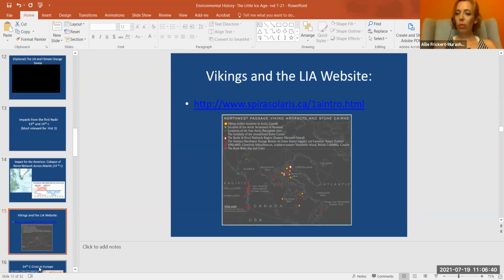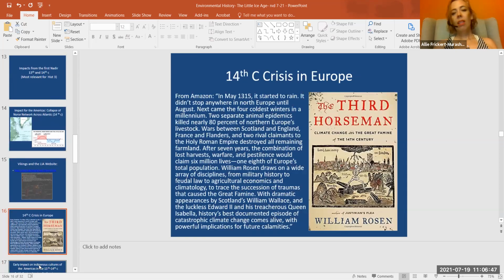So here's some sources for the Little Ice Age and the Vikings and how that happened and why that's important. In Europe, we have what's called the 14th century crisis, and it's just like death and destruction. You've got the 4 coldest winters in 1,000 years that happen. You have a collapse of agriculture. We're going to see that, as harvests decline, warfare will accelerate.